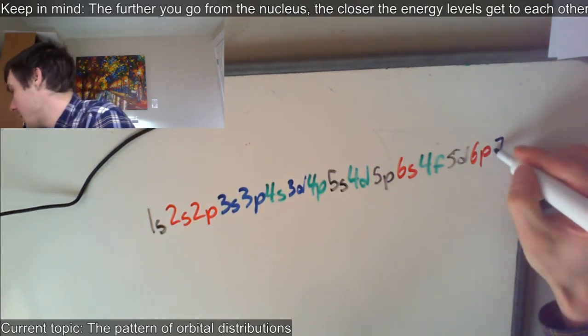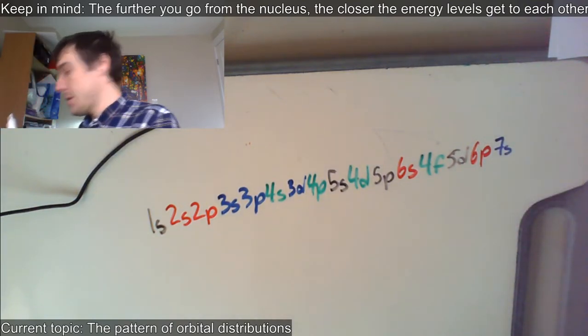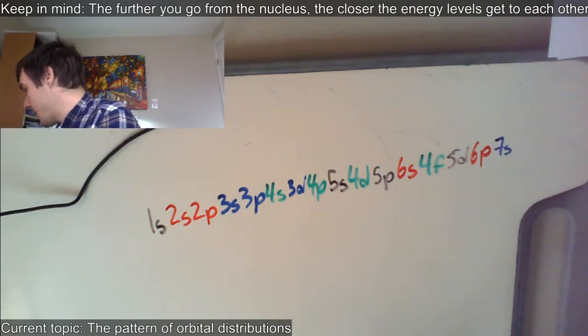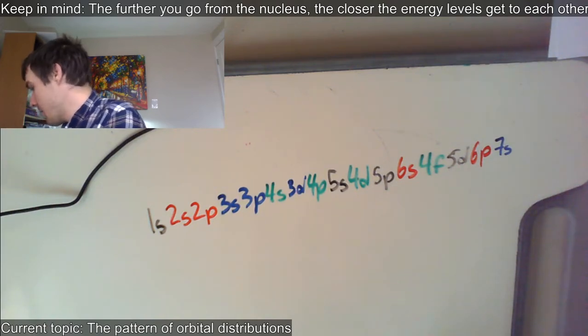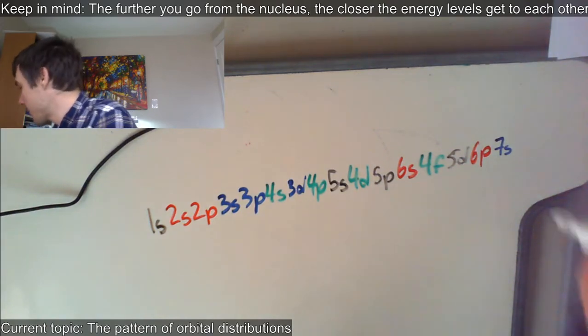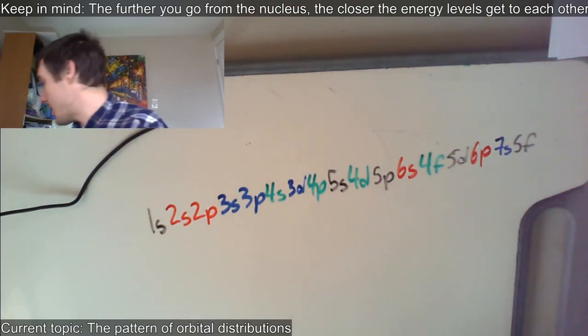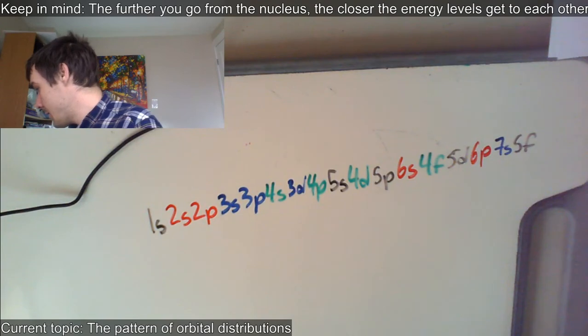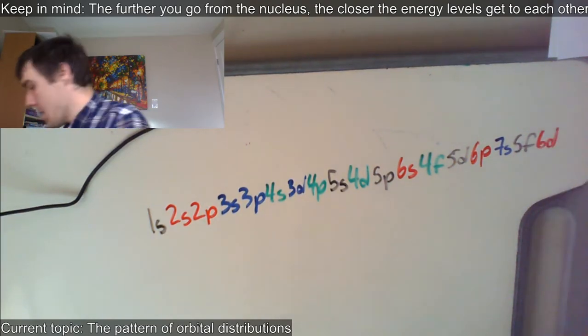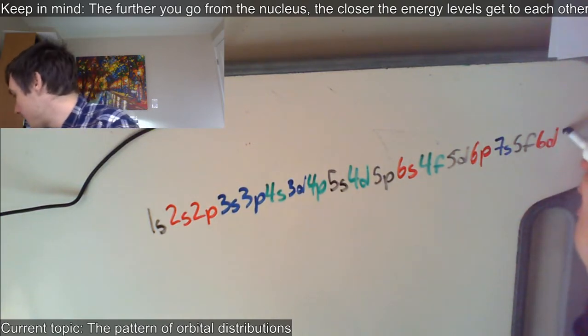7s. Then we'd be down to 5f, which is black. 5f, which is black. 6d. And then 7p.